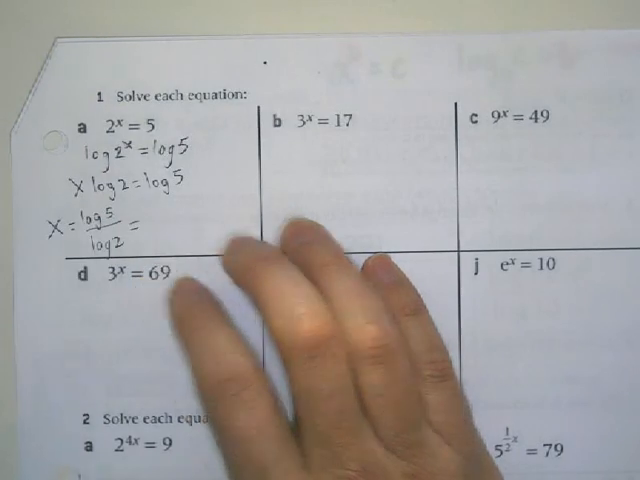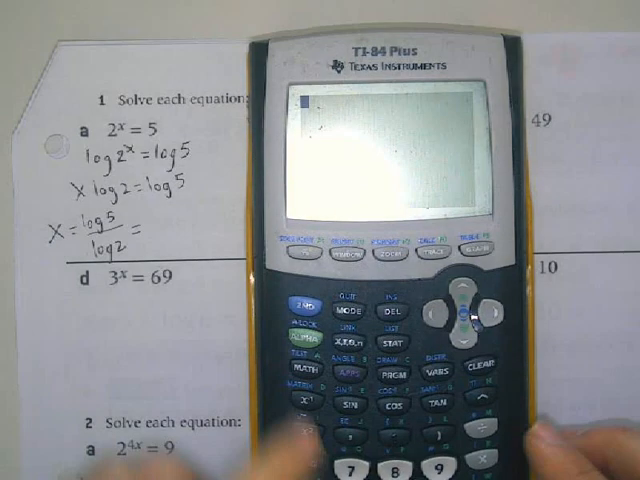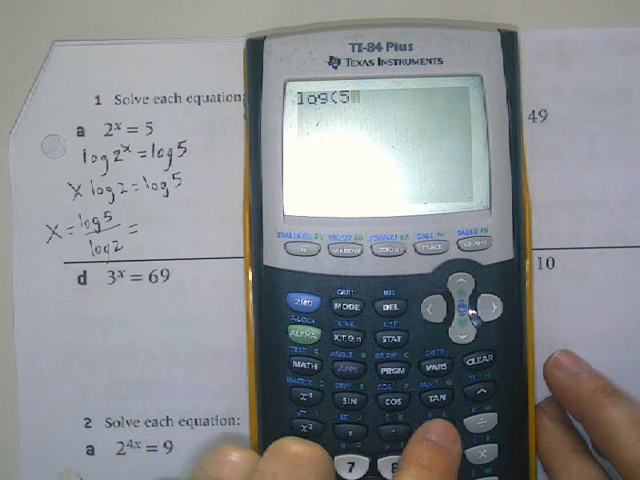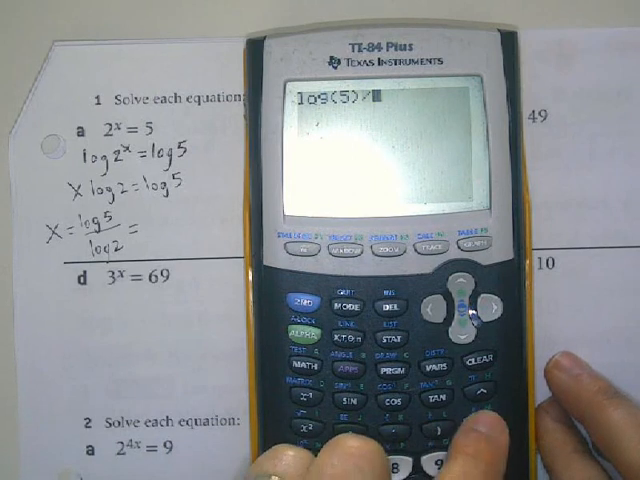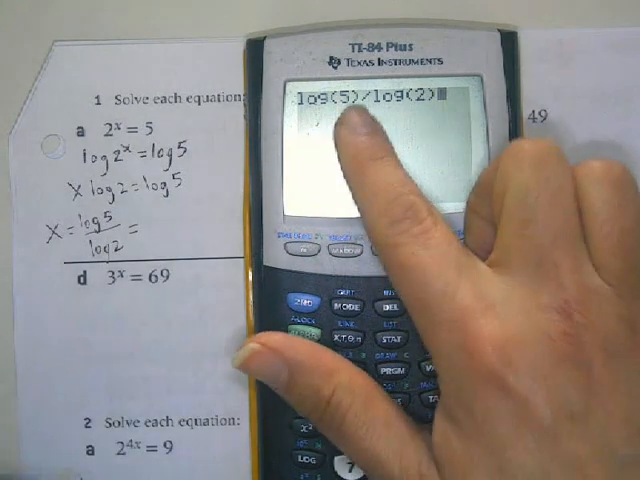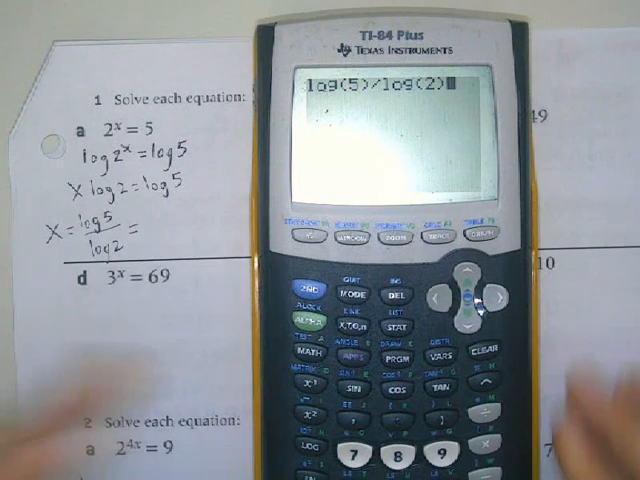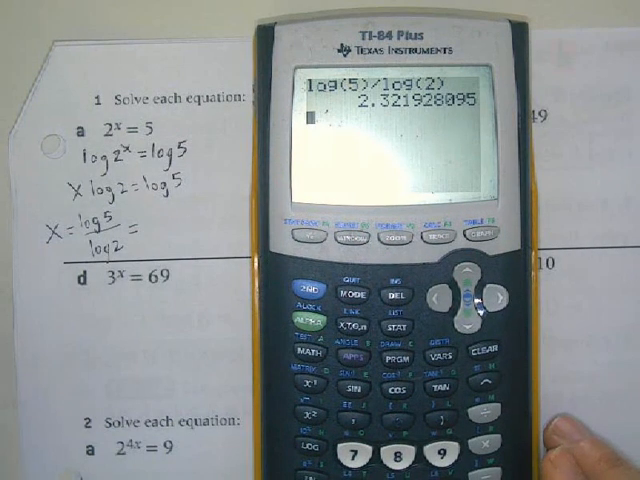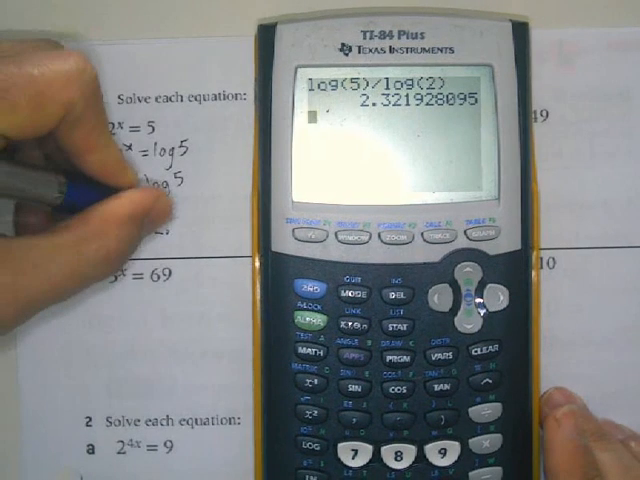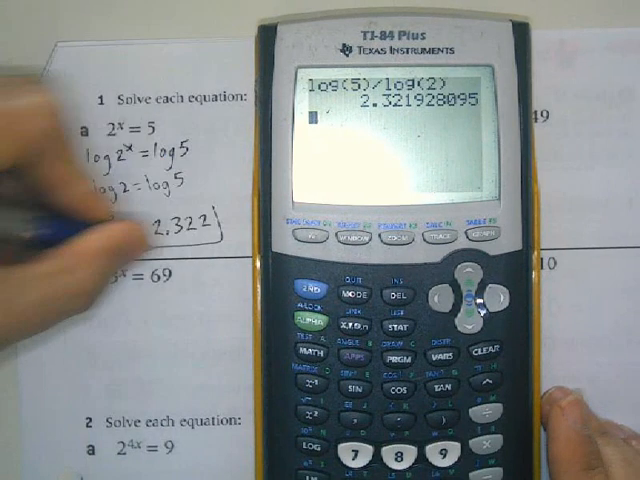And so typing that into your calculator: log 5, close parentheses, divided by log 2, close parentheses. If you are not careful with closing the parentheses, then you'll get something totally different. And your answer here is 2.322.